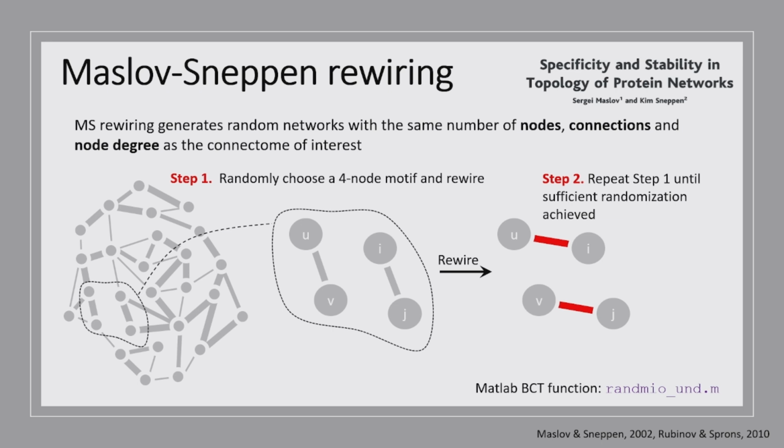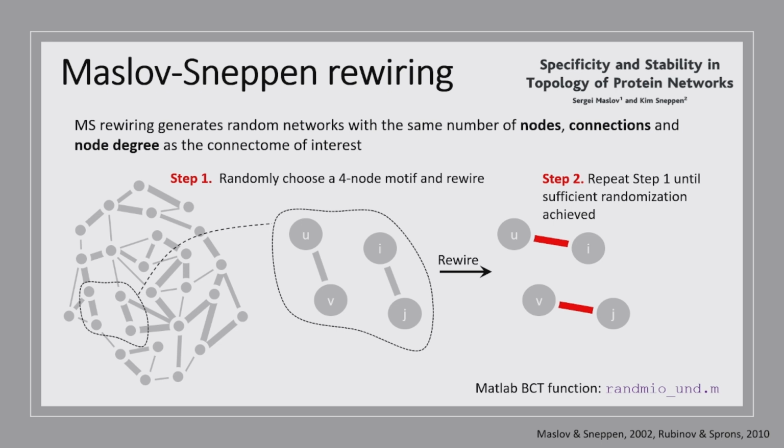We start with our original connectome. We select 4 nodes at random that I've denoted there, U, V, I, and J. And if there are 2 connections between those 4 nodes, we simply switch those connections such that rather than U and V being connected with each other, and I and J, we have U and I, and V and J. And that's considered one swap.